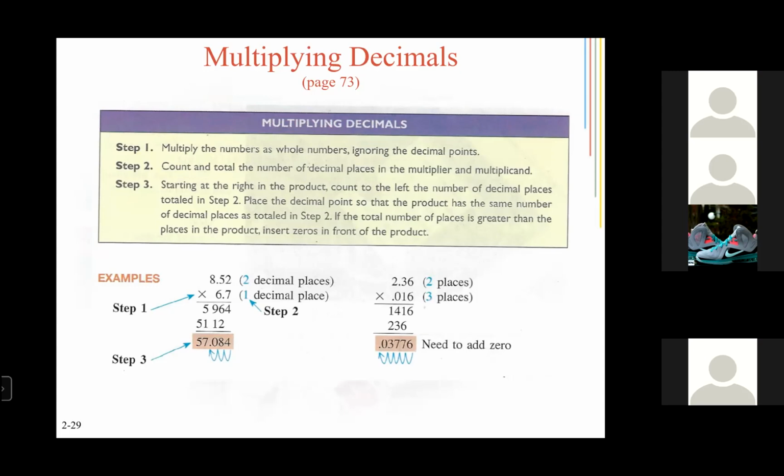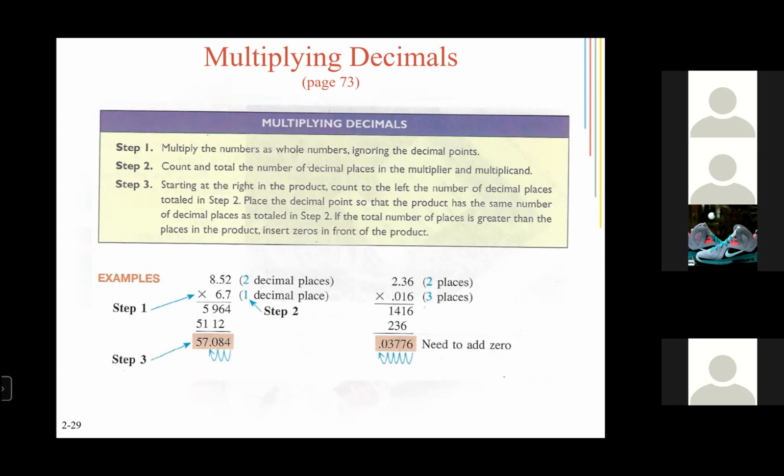So if you're multiplying two numbers, you check how many places come after the decimal point for each of the numbers. So in the case of the first example, 8.52, you have two numbers after the decimal point, and then 6.7, you have one number after the decimal point. So altogether in your answer, you should have 2 plus 1, 3 places after the decimal point. And you will see them showing you in this case that the point falls after the 7, and then there are 3 places after the decimal point.